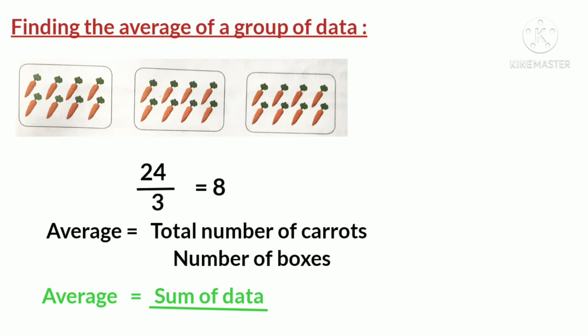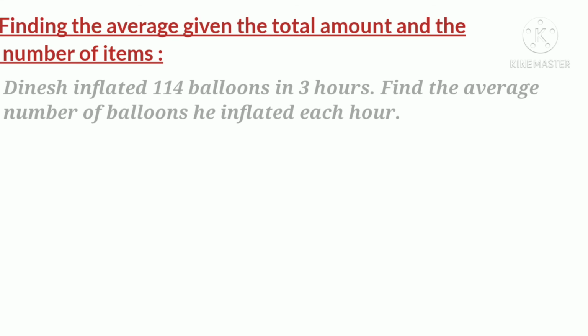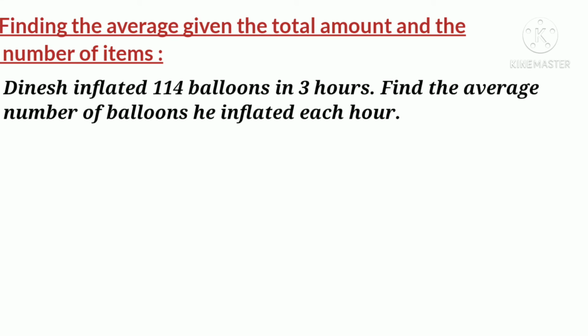Now we will learn about finding the average given the total amount and the number of items. Students, look at this question. Dinesh inflated 114 balloons in 3 hours. Find the average number of balloons he inflated each hour. Students, here we have to find the average number of balloons Dinesh inflated each hour.